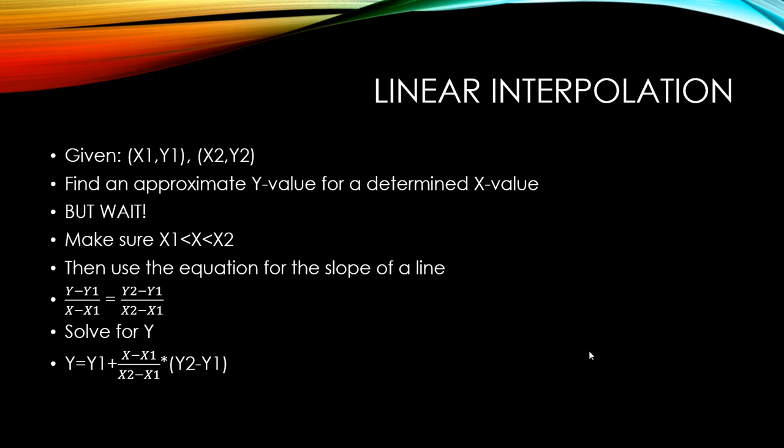Once you have that confirmed, then you use the equation for the slope of a line. This would be y minus y1 divided by x minus x1. That will give you the slope of the interpolated value and the first point. Then you do y2 minus y1 divided by x2 minus x1, which gives you the slope of the 2 points. Now you set them equal to each other, since the slopes will be equal. Then you solve for y. Solving for y, you get y equals y1 plus x minus x1 over x2 minus x1 multiplied by y2 minus y1.